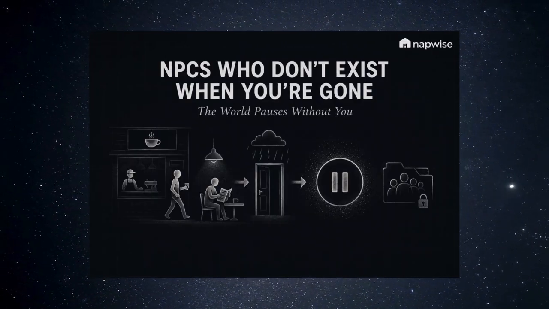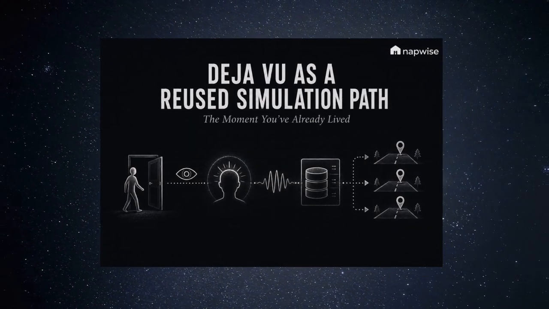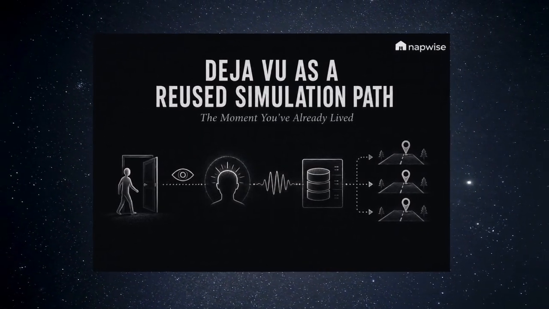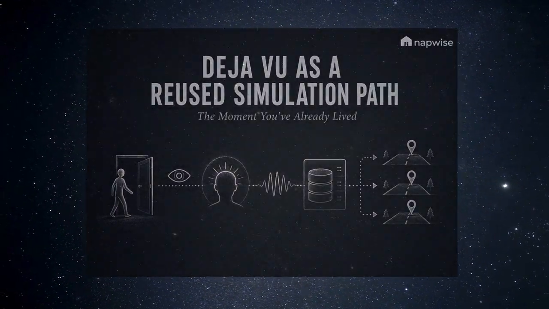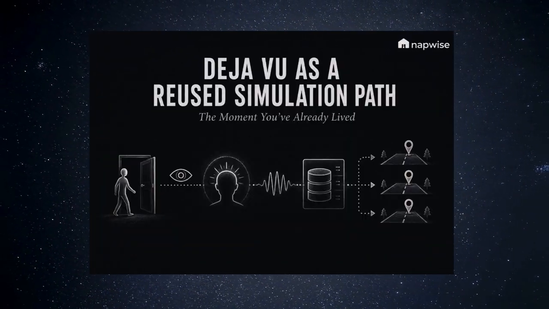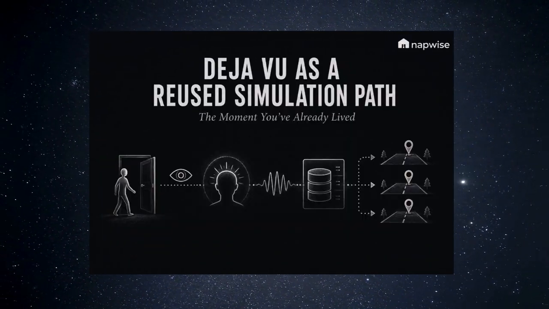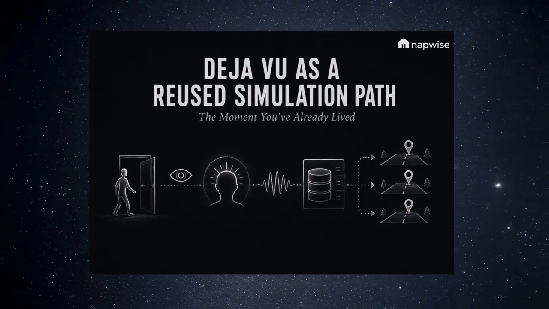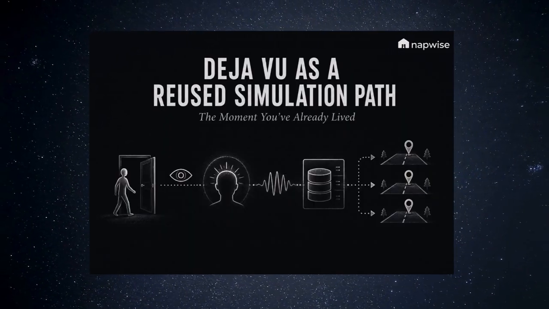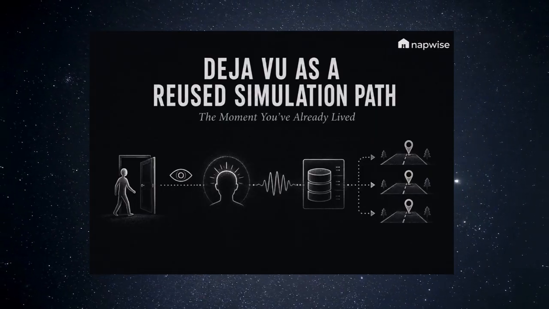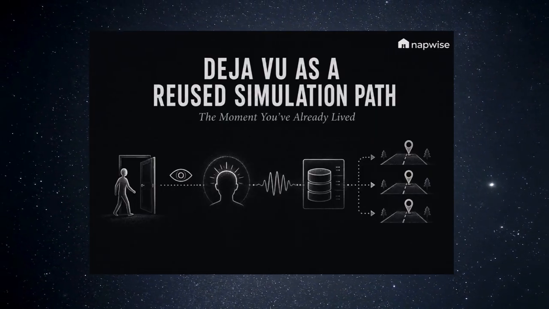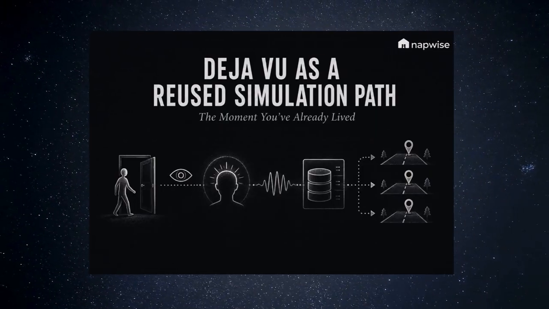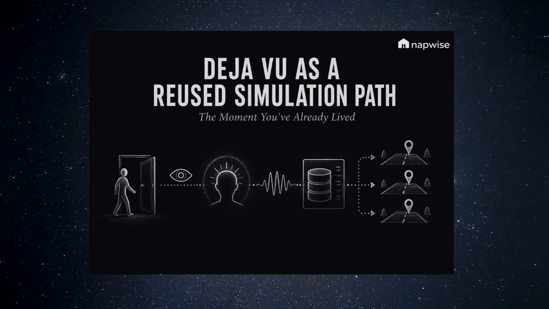Deja vu as a reused simulation path. You step into a room you've never entered before or hear a stranger say a specific phrase and the wave hits you. Absolute certainty. You've lived this exact second before. The feeling has a texture, something between recognition and vertigo, and it passes before you can fully examine it. You try to hold it and it's already gone.